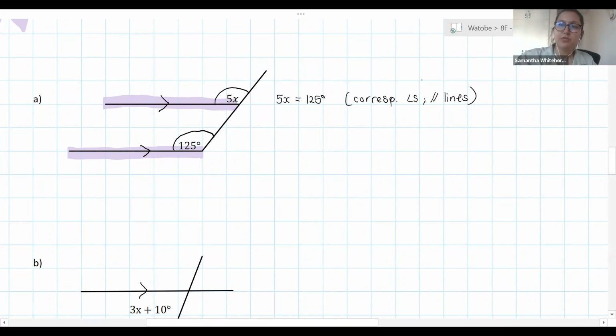So, Voltari, how can I now go and solve for x? What should I do? Ma'am, I think we should divide both of them by 5. Excellent. So we're going to divide both sides by 5. So 5x divided by 5 and 125 divided by 5. And when I divide 125 by 5, I get 25 degrees. And so in this question, x is equal to 25 degrees.